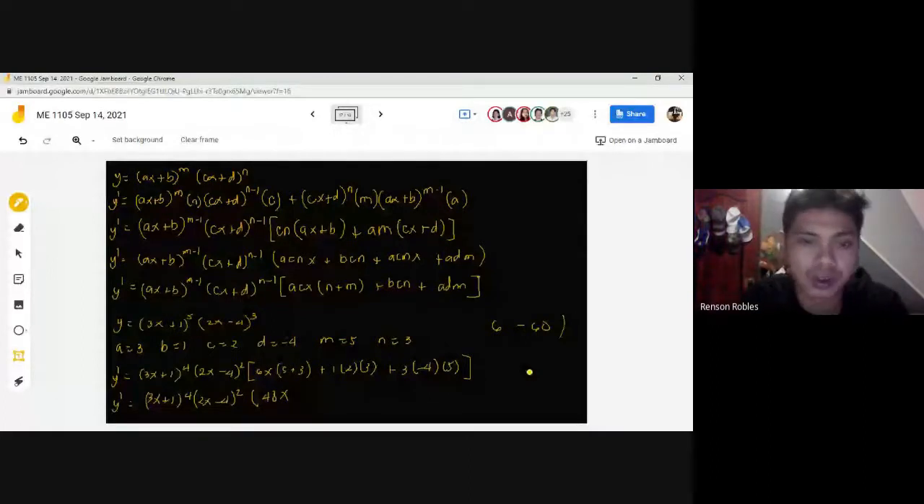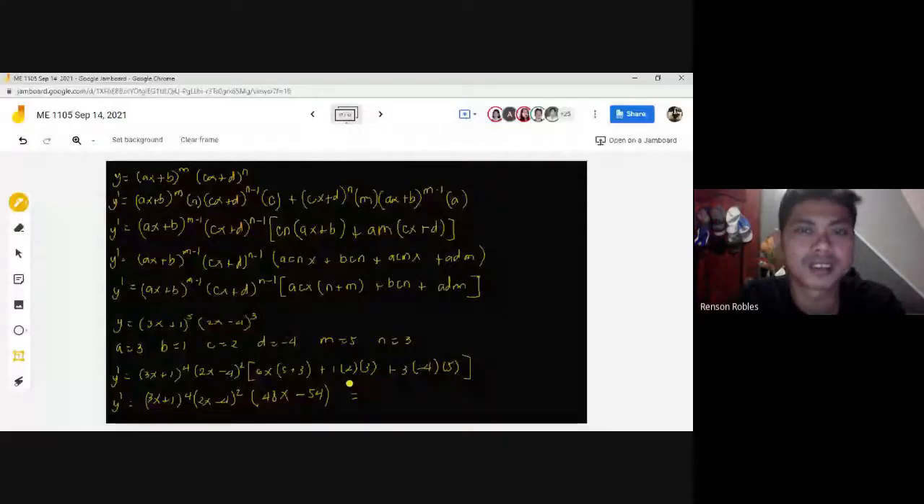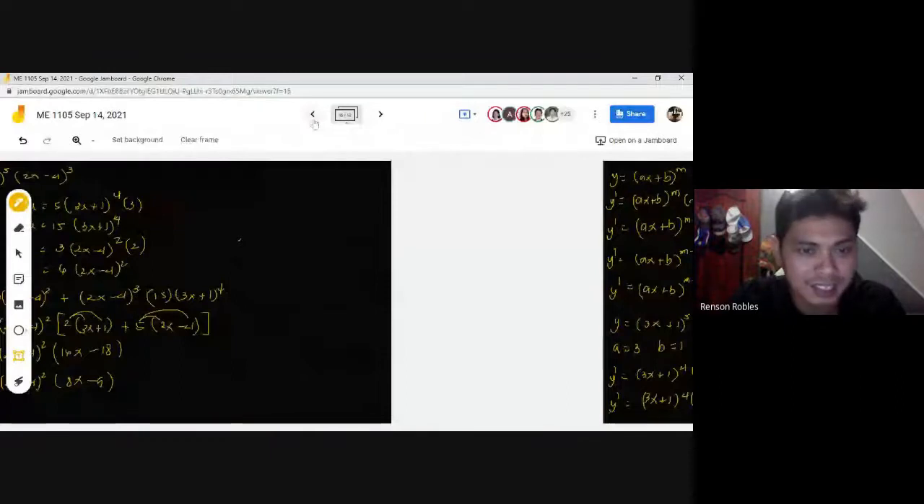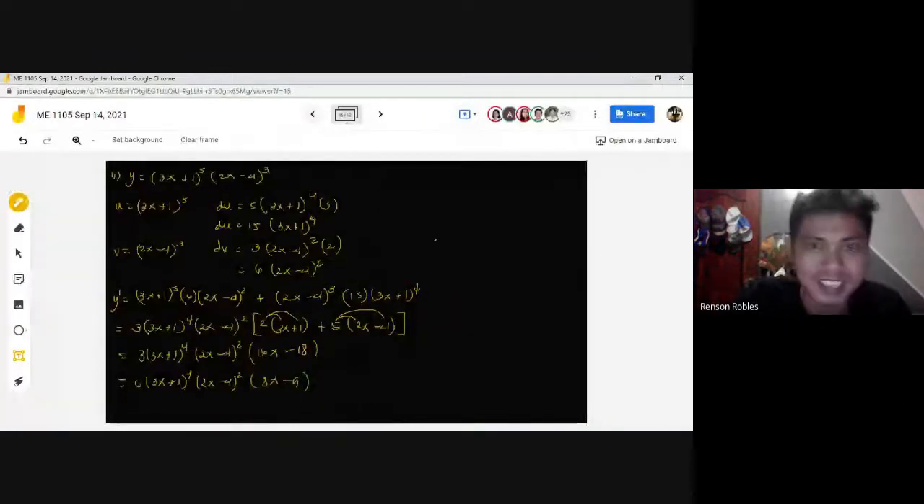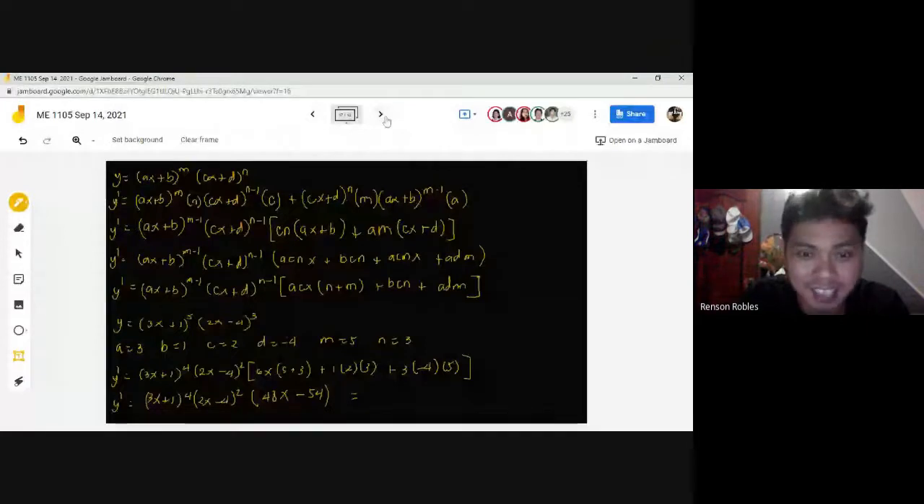Okay. And then 48 and 54 common. 48 and 54. Ano ba yung na kanina? It's 6. Tama? 6. Then 3x plus 1 to the 4th power times 2x minus 4 to the 2nd power. 48 divided by 6, 8x. 54 divided by 6, 9. And I think we got the same answer.